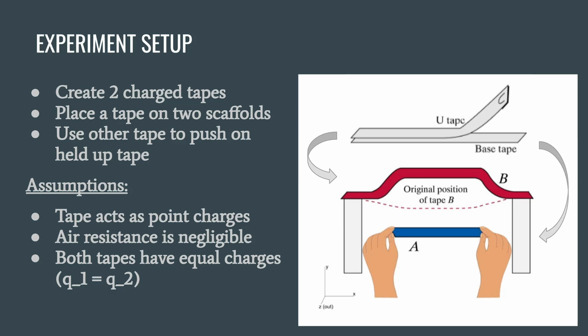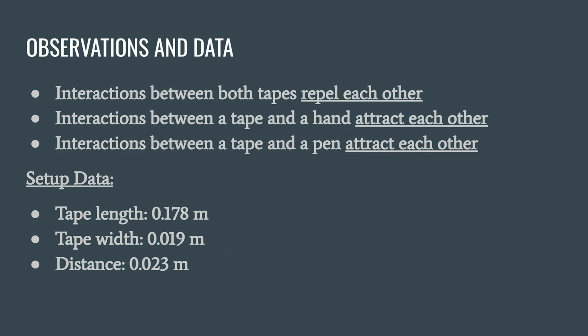For this lab, some assumptions that we'll be using is the fact that the tapes are going to be acting as point charges, and air resistance from the surroundings is also negligible, as well as both the tapes being equal charge. After setting up this lab, the data at the bottom of the slide were measured, and you can pause to see those in better detail.